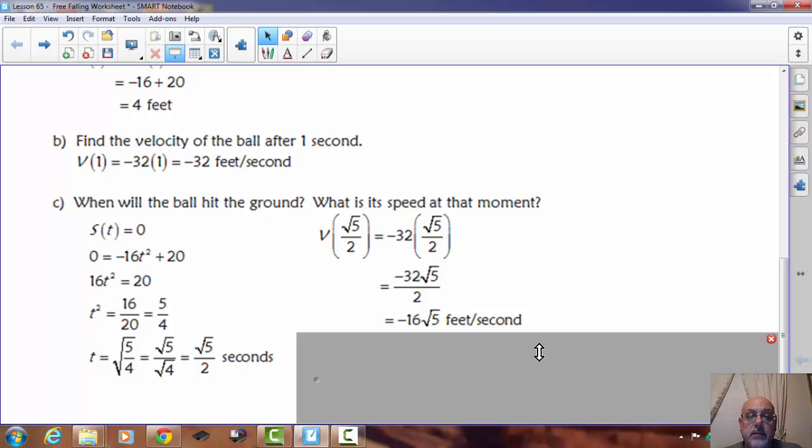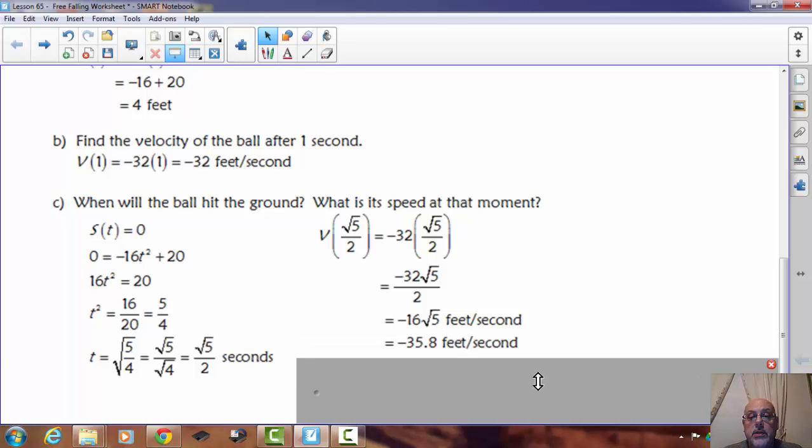Now, in some problems, even though negative 16 radical 5 is an exact value, you may be asked to put that into a rounded form. So if we were to round it to the nearest tenth, it would be negative 35.8 feet per second. That's the velocity or the speed the moment the ball hits the ground.